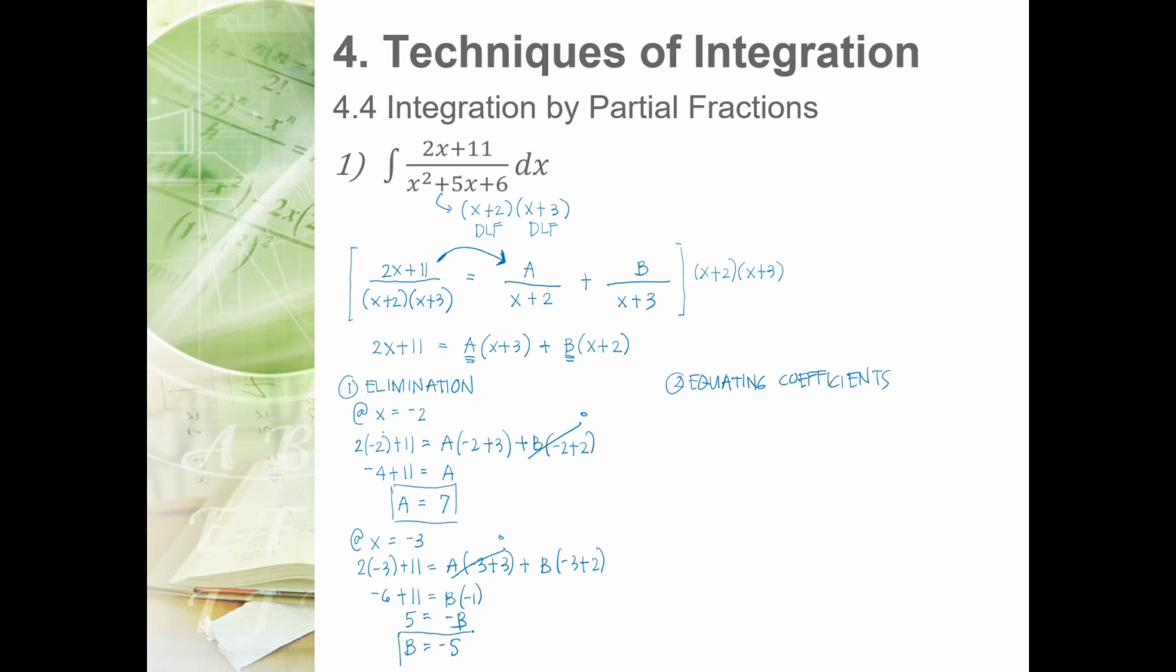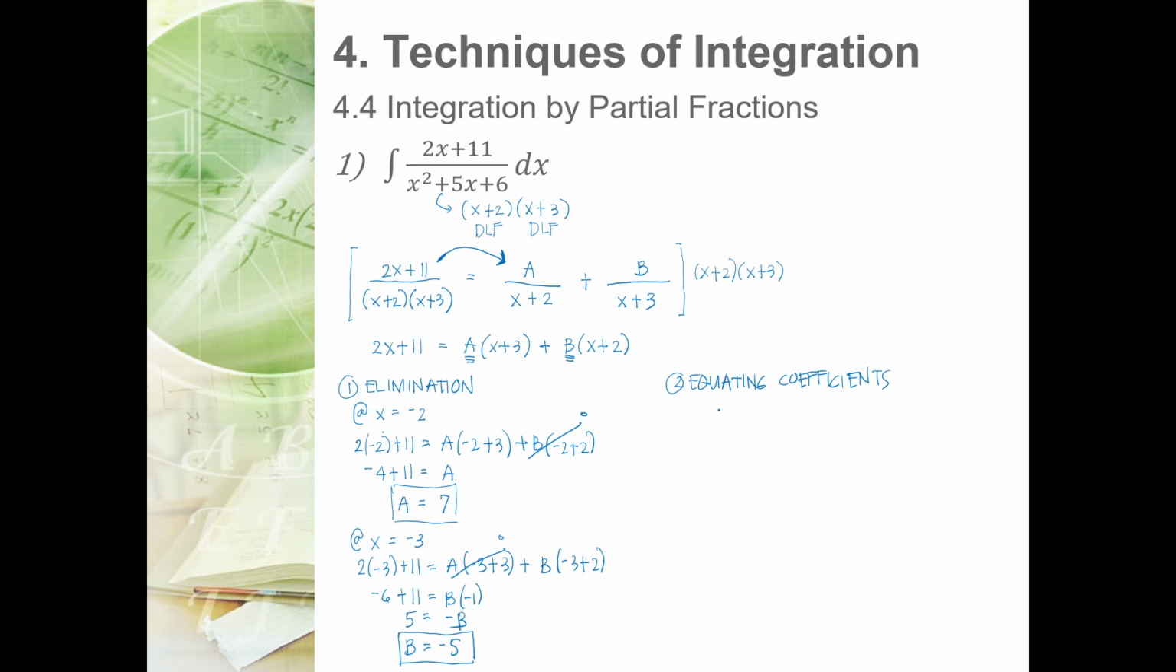So that's how you use elimination. Hopefully what will come out in the exam is an easy partial fractions. So mas dali siya, di ba? You just have to use the elimination method.